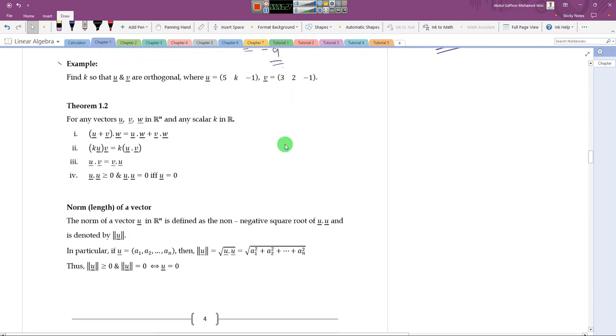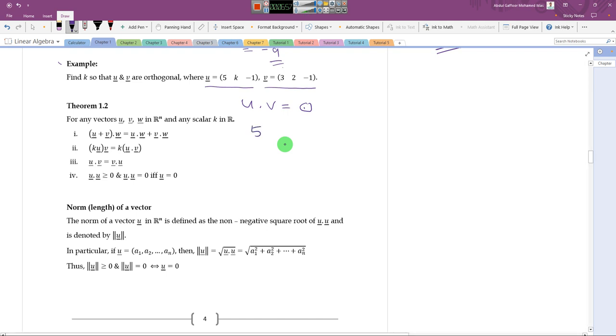So this example says find k so that u and v are orthogonal. We have already looked at a note where we studied that if two vectors are orthogonal, then the dot product will be equal to 0. So u is given and v is also given. If I take u dot v and equate it to 0, then I can find the unknown component of vector u.